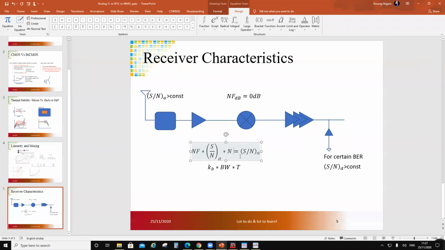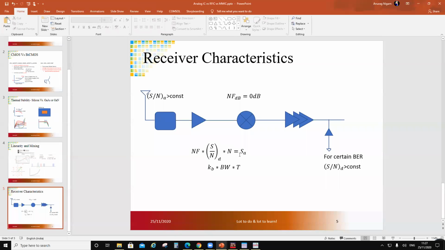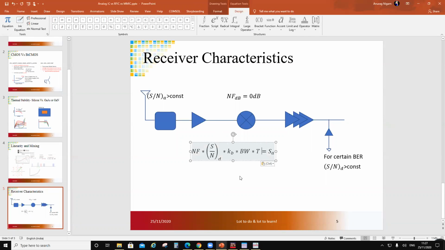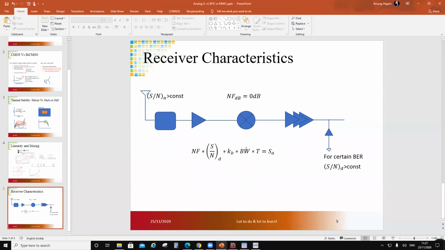So noise at the input, and that noise will become signal at the antenna. So signal at the antenna should be this much. And this N thing is basically this. Control X, I'll put it over here. Control V. So this is what I'm expecting should be the signal for a given bit error rate. Is that clear? So what I have done, I'm saying that for a given bit error rate, the antenna should have a signal strength of this much.